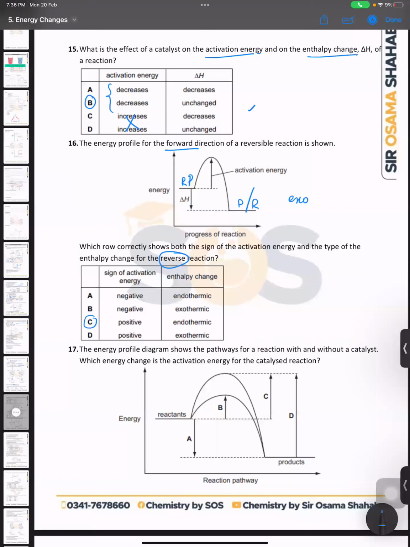The energy profile diagram shows the pathway for the reaction with and without catalyst. Which energy change is the activation energy for the catalyzed reaction? Anahil, can you answer this? I think it's quite easy. Maybe there is a problem. B for ball, right? Absolutely right. B is the right answer. We already talked about this as the first MCQ of this class.